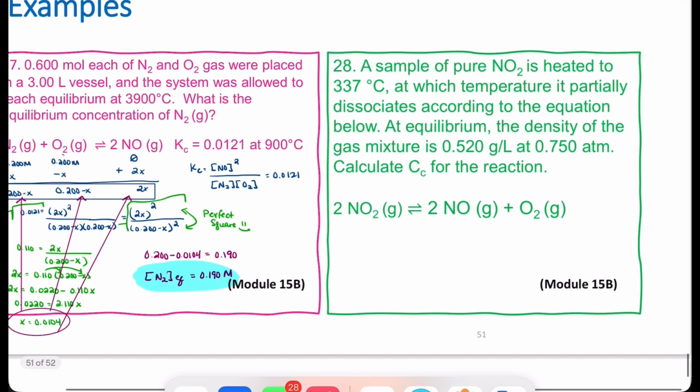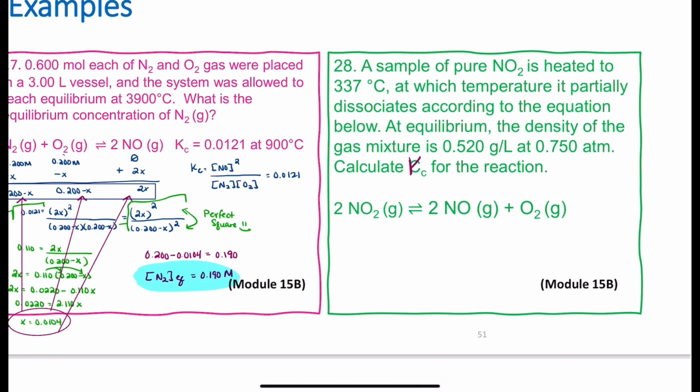Definitely forgot to fix this. This should say K. A sample of pure NO2 is heated to 337 degrees Celsius, at which temperature it partially dissociates according to the equation below. At equilibrium, the density of the gas mixture is 0.520 grams per liter at 0.750 atmosphere. Calculate the Kc for the reaction. Okay. 2 moles of NO2 gas in equilibrium with 2 moles of NO and 1 mole of O2.